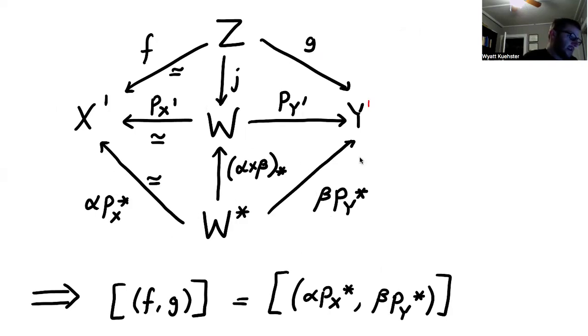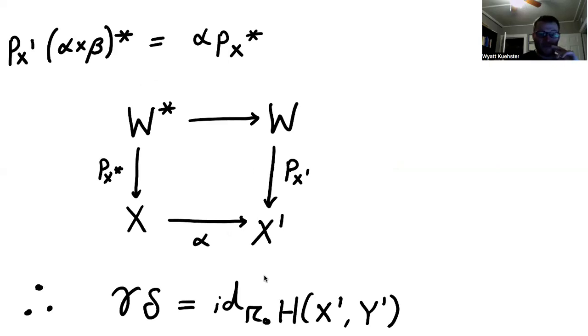And I can check that if I take, and actually I think I already did this, if I take alpha cross beta star and apply it before p x prime, then I should get alpha p x star. So that gives me a morphism in the cocycle category. So there we go, z and w star with these two maps are in the same path component of h of x prime y prime. Then let's do the other one. Oh, that's what I just said, basically, I think.